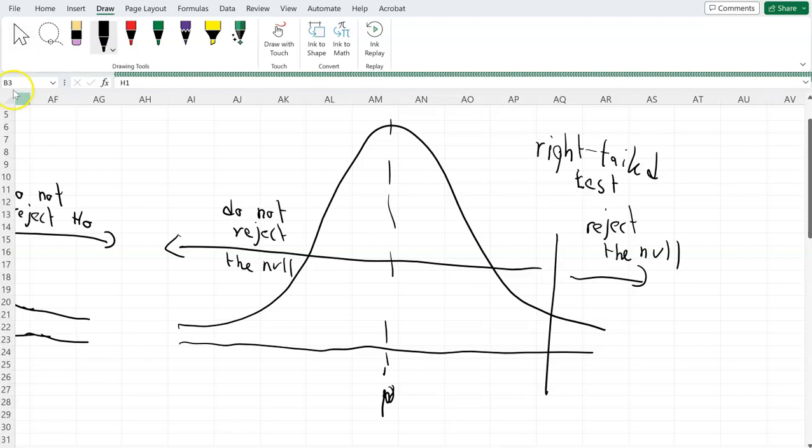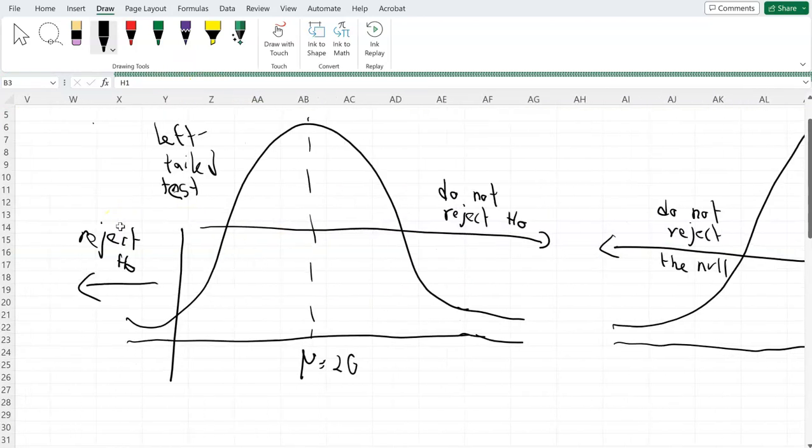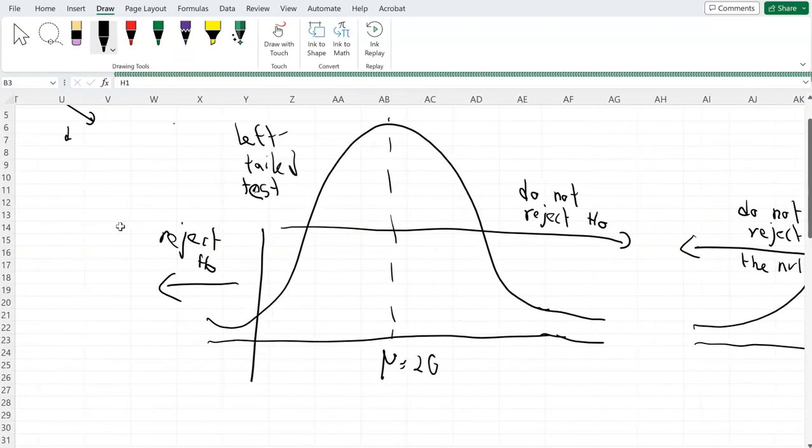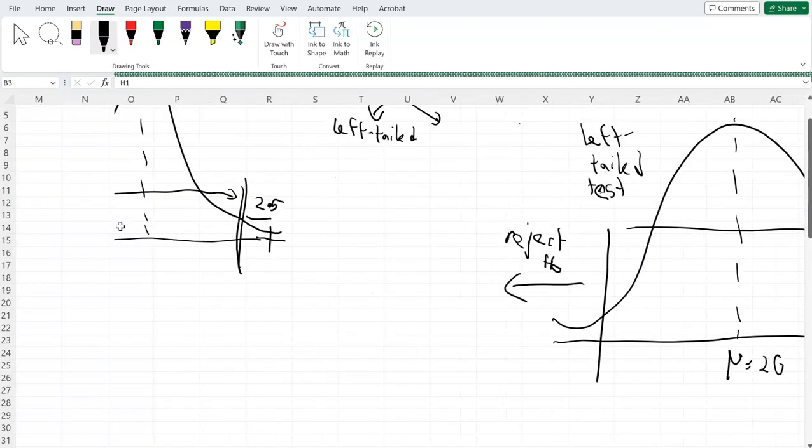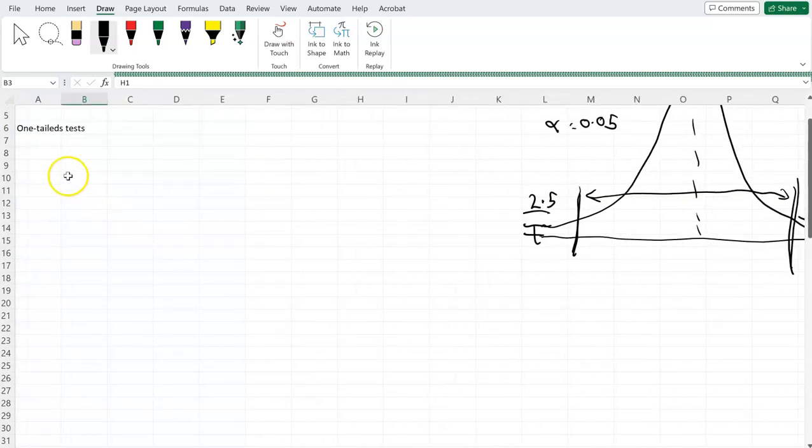Now we're going to look at some examples that show us why we use a left-tailed test or a right-tailed test, what benefits they have, and what the steps are. The steps are basically the same as before.